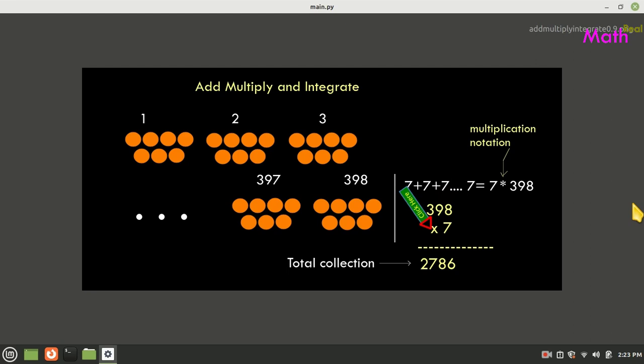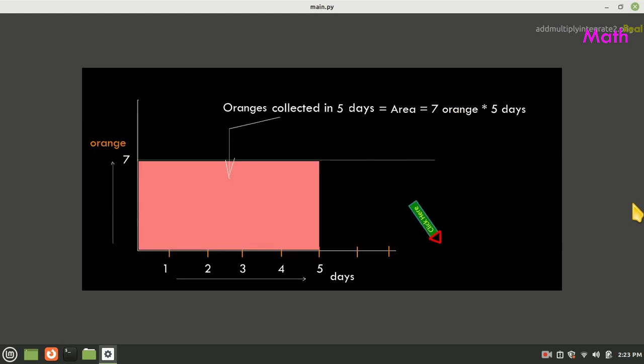Can we think more? So this is one way. This is simple way of addition. This is bigger way of addition. Can there be another way of addition? So that comes into the question. So total collection, how many oranges got collected at the end of 398 days, is 2786. Can we go for like this?